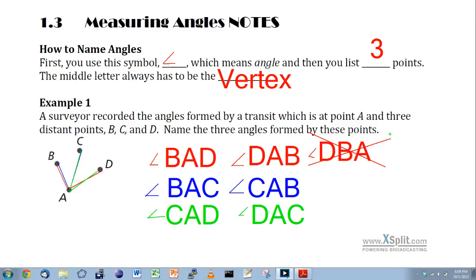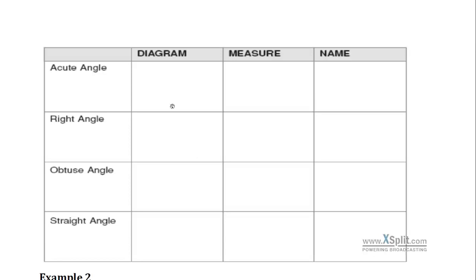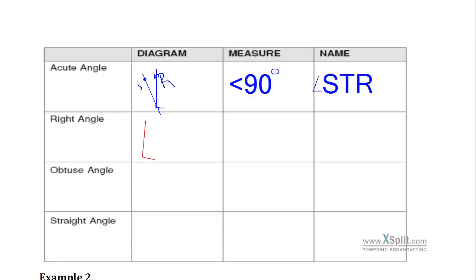All of these angles are obviously different sizes, and we measure them in degrees. You're probably already familiar with all of these terms: acute, right, obtuse, and straight angles. But I'll go over them really quick here. Let's say we have an acute angle with a point S, a point T, and a point R. We'd say that any angle that is less than 90 degrees is going to be an acute angle, and we'd name this angle angle STR, or you could also name it RTS. Either way is fine.